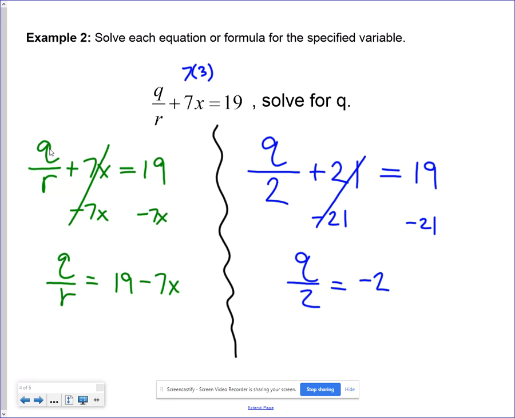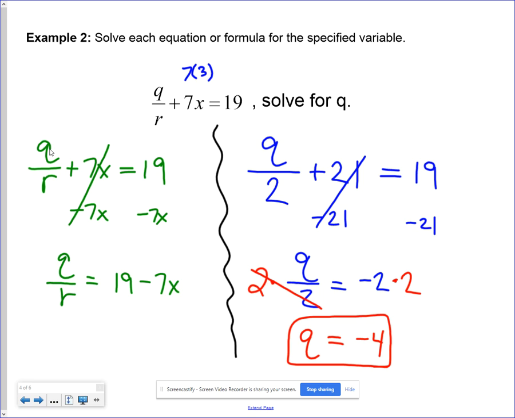All right, now let's examine the blue equation. What are we going to do to solve for Q on the blue equation? Well, we got Q divided by 2, so we're going to multiply both sides by 2. So our final answer, Q is equal to negative 4. Okay? So what are we going to do on the green equation?